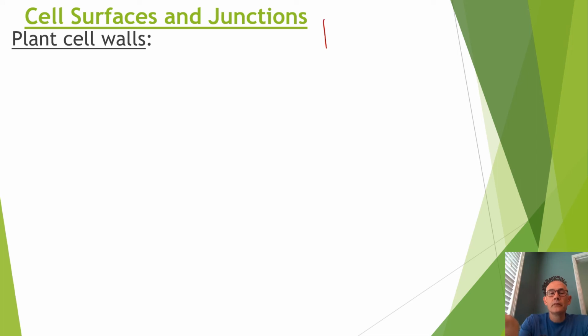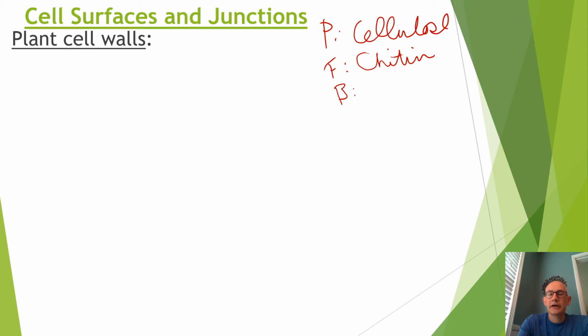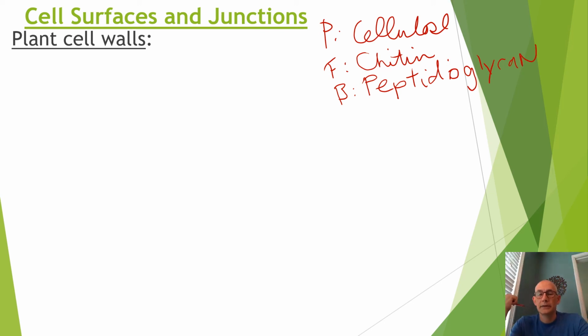Plants, we know, have cellulose. Fungi have cell walls made of chitin. And then your bacteria and your prokaryotes have something named peptidoglycan. And that is a protein, that's the peptide part, glycan, that's sugar, so it's a protein-sugar complex making up their cell walls. Plant cell walls, they are built from the outside in, so the oldest cell wall is on the outside, the youngest cell wall is on the inside.